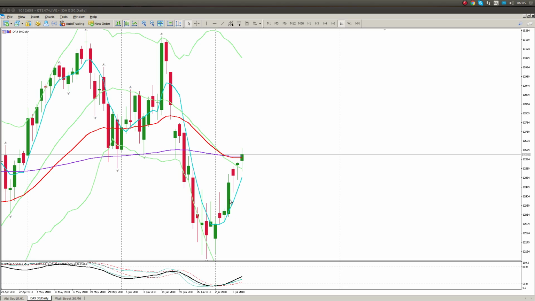So we've been getting these tails, which basically you can see indicate that the buyers are here. The bears are still trying to push down, but the buyers are still pushing the DAX up. And we've hit this level here.